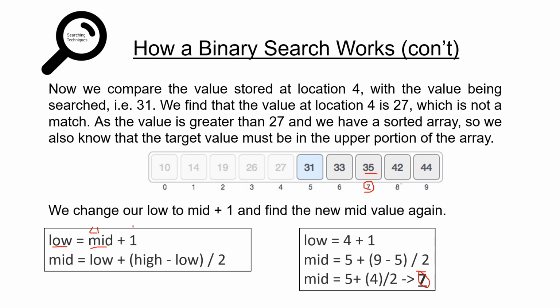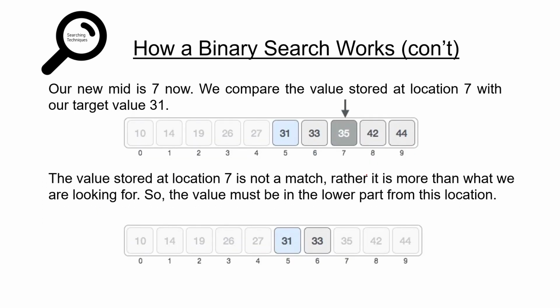Ibig sabihin, there's no way for us to search here. Okay? Hindi na tayo pwede mag-search dito kasi wala naman tayo makikita dito. So, nasaan yung item? Nasa pakaliwa daw kasi mas mababa yung hinahanap natin doon sa nakita natin na bagong mid position. So, therefore, we need to recompute again. But, ang gagawin natin is to change our high position. Magbabawas tayo ng isa. Okay? Now, what we gotta do is to recompute. Okay? So, kailangan makita natin to, 31. Kasi meron siya doon.